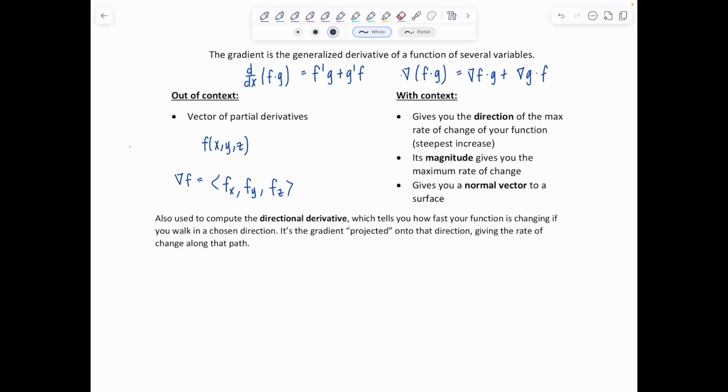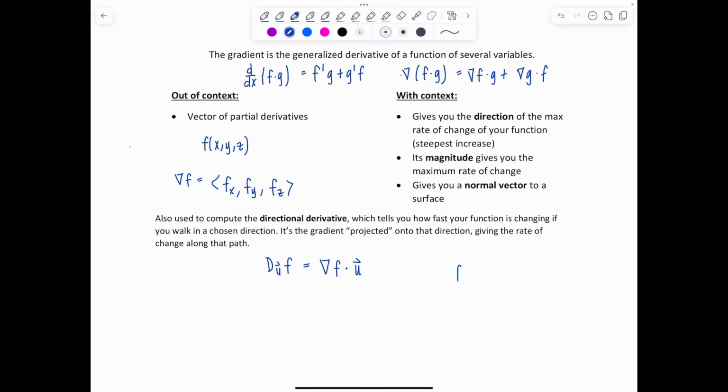Also, the gradient is used to compute the directional derivative, which tells you how fast your function is changing if you walk in a chosen path. It's the gradient projected onto that direction, giving the rate of change along that path. So let's review exactly how do we compute the directional derivative of a function. So you have to have some vector, u, that's given, and the function as well. And it's computed by taking the gradient of f, dotting it with u.